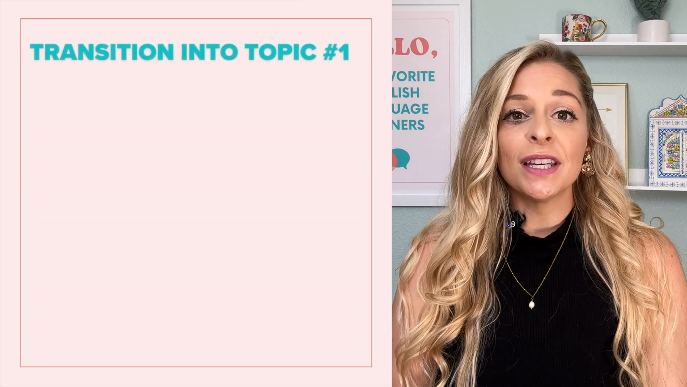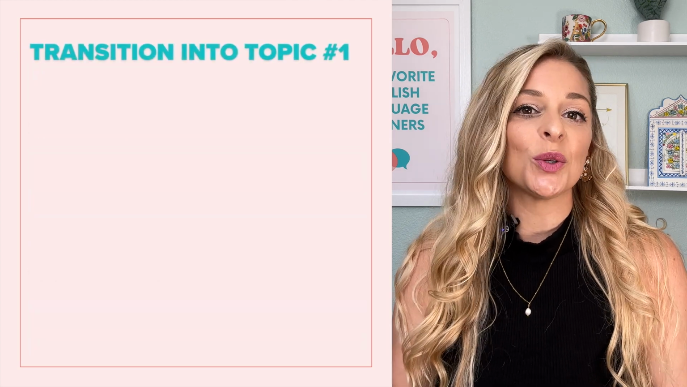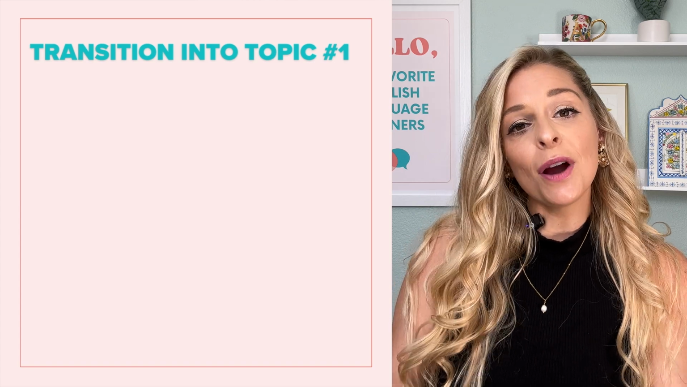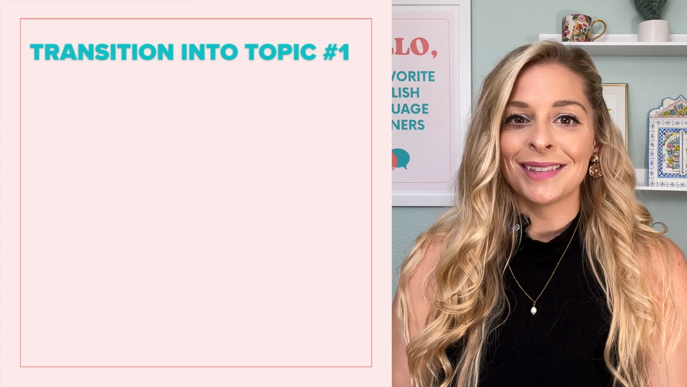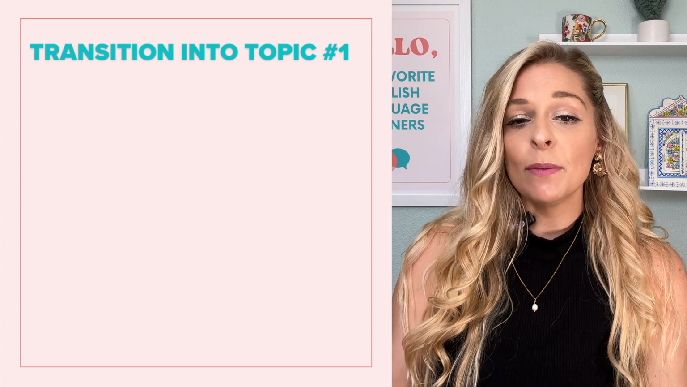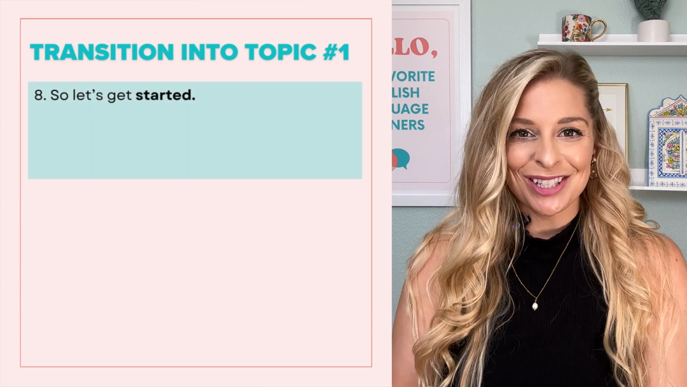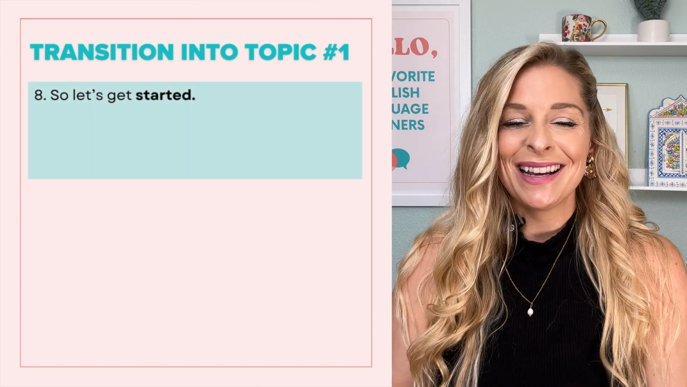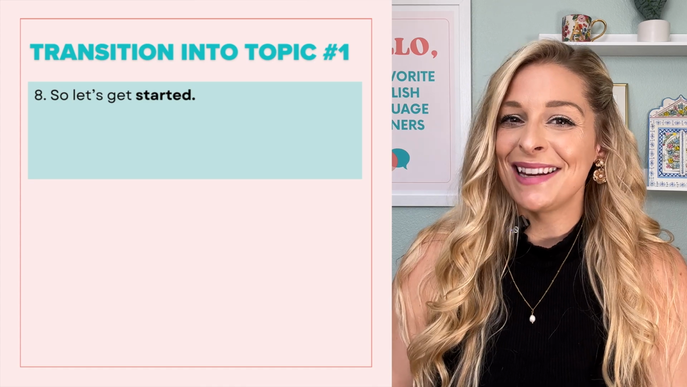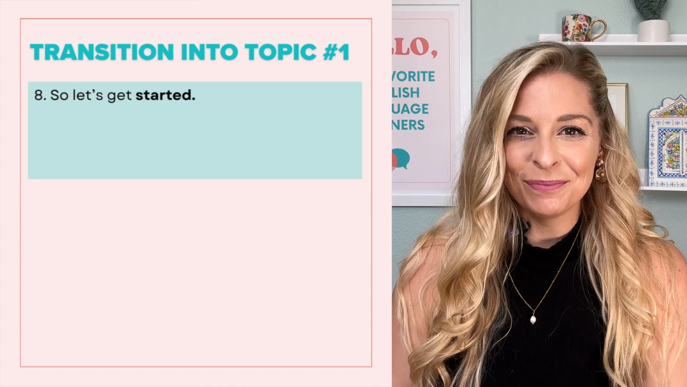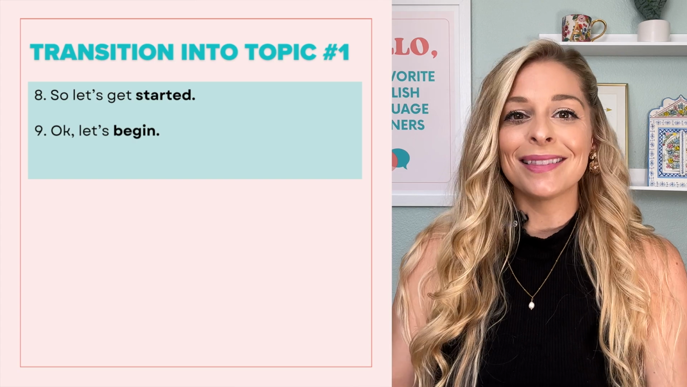Okay, so once you have given your audience the agenda and what to expect, you need to transition from that into topic number 1. And you can do this in a few ways. For example, using the phrase, so let's get started. And you will notice in my videos that's kind of my default, or the one that I use most often. You can also say, okay, let's begin.